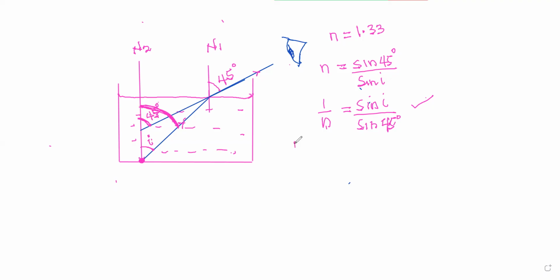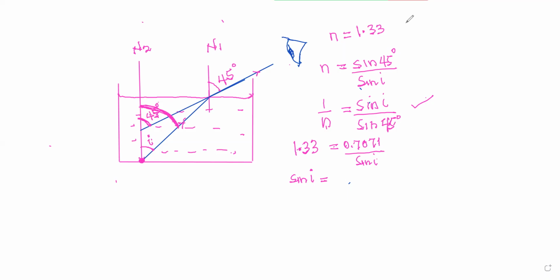So 1.33 is equal to sine of 45, which is root 2 on 2. Root 2 is 1.414 over 2 is 0.7071 over sine I. I don't get why it's sine 45 over I.